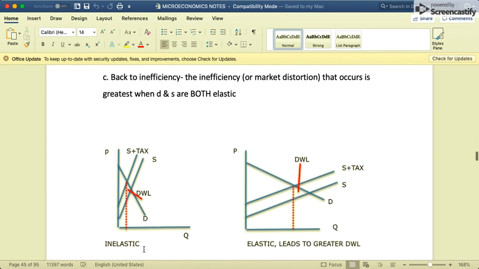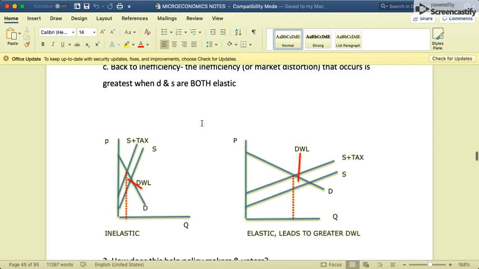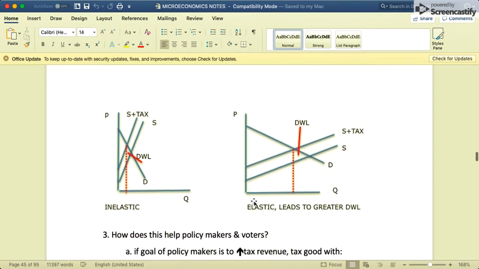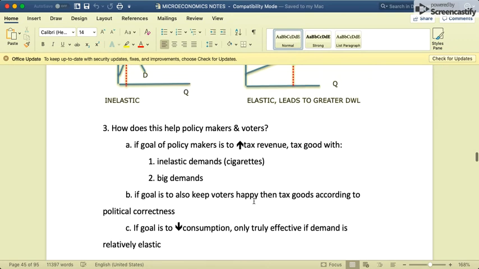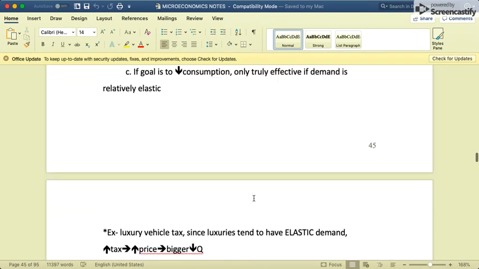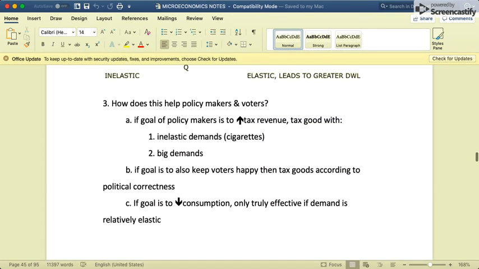And you can see if both supply and demand are inelastic versus both being elastic, the market distortion or the inefficiency is the greatest when demand and supply are both elastic right here. All right. So I'm going to briefly go over this in the next session.